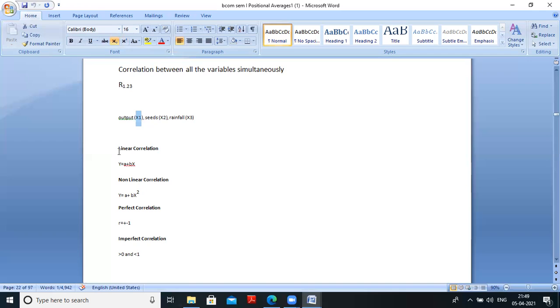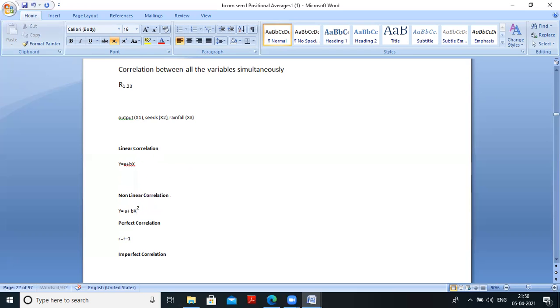Then linear correlation: association between variables where they are linearly related. What does linearly related mean? The power of X is always 1. Non-linear correlation: when the variables are non-linearly correlated, the power of X is more than 1. Here, let it be, the power of X is 2. It can be 3, X cube, it can be under root X, that is X raised to power 1/2. These are the non-linear correlations.